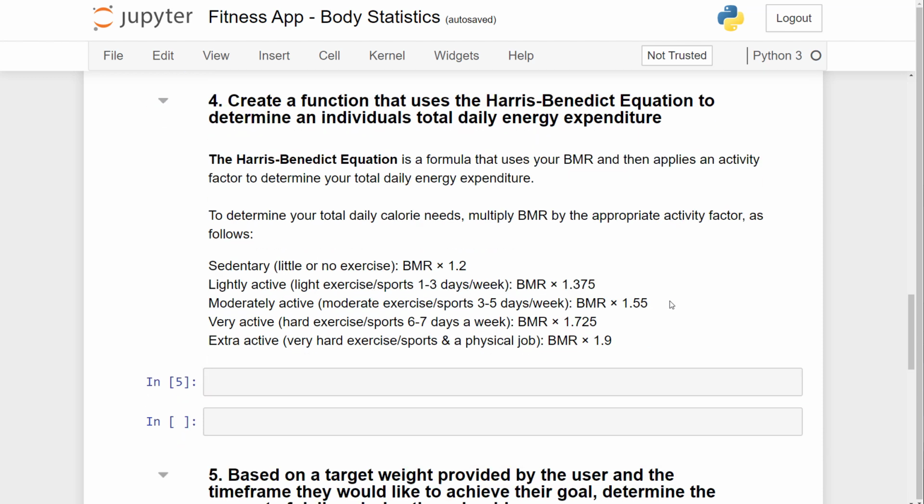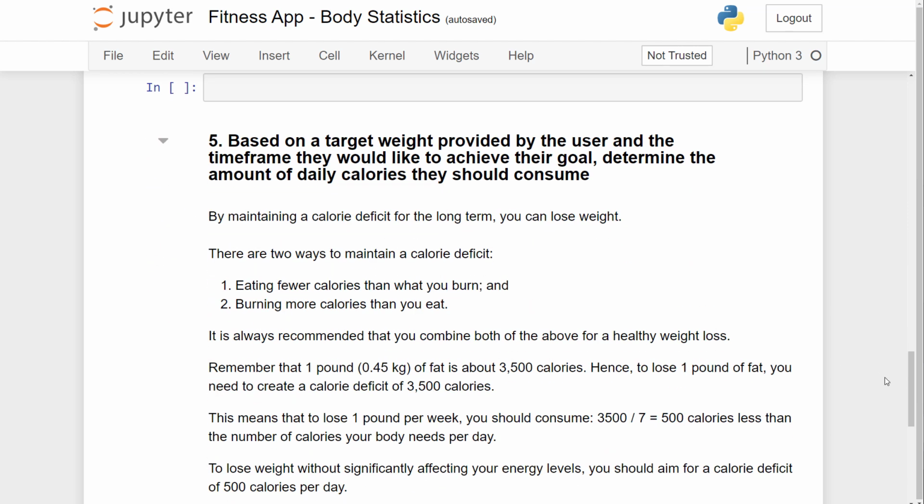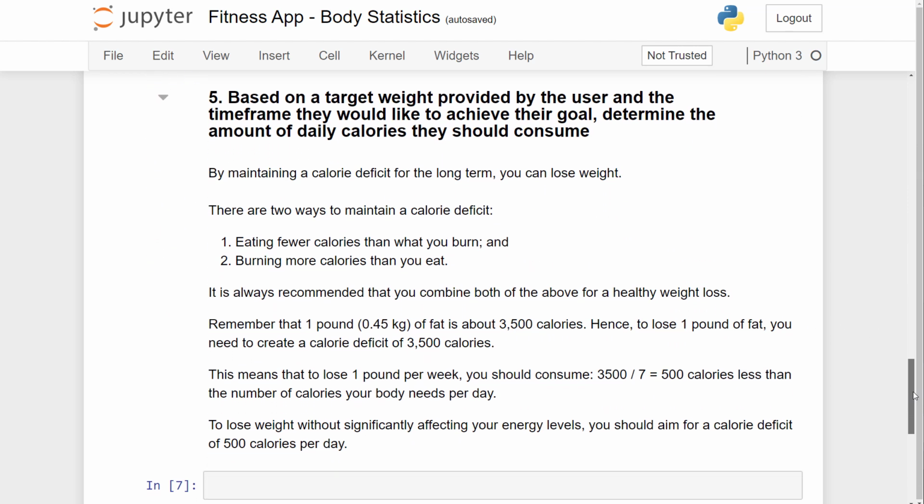Now the next thing we're asked to do is, depending on the target weight that the user would like to achieve, and the time frame they would like to achieve their goal in, we need to determine the amount of daily calories that they should consume. And this is very simple. People complicate the art of losing or gaining weight.